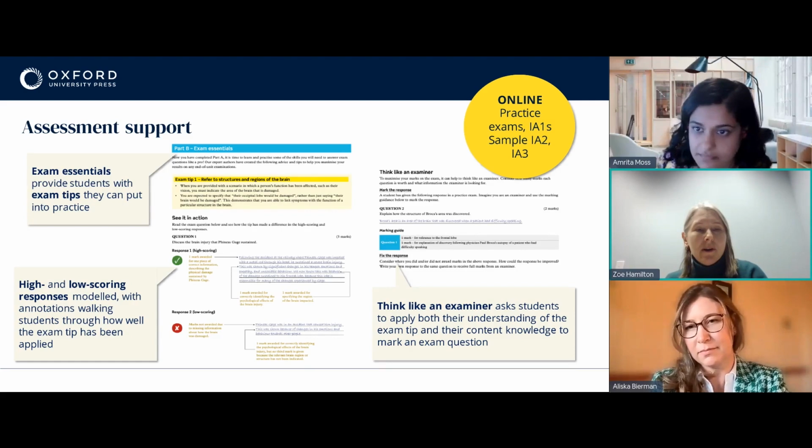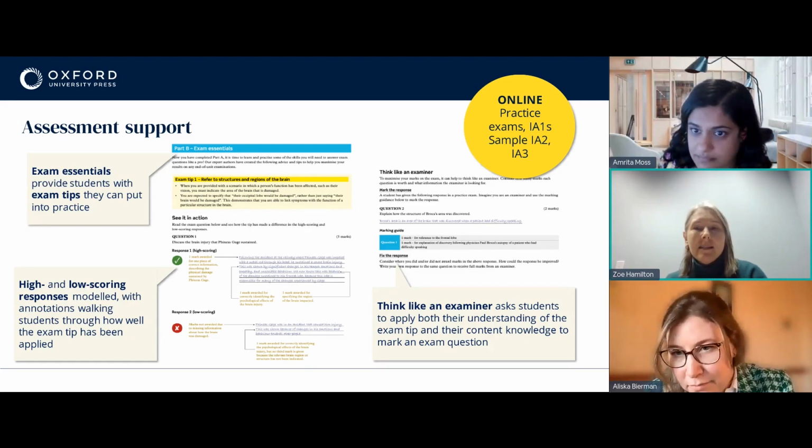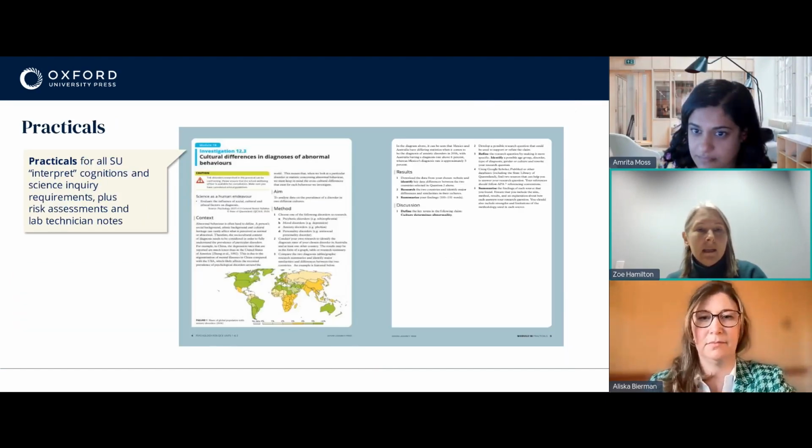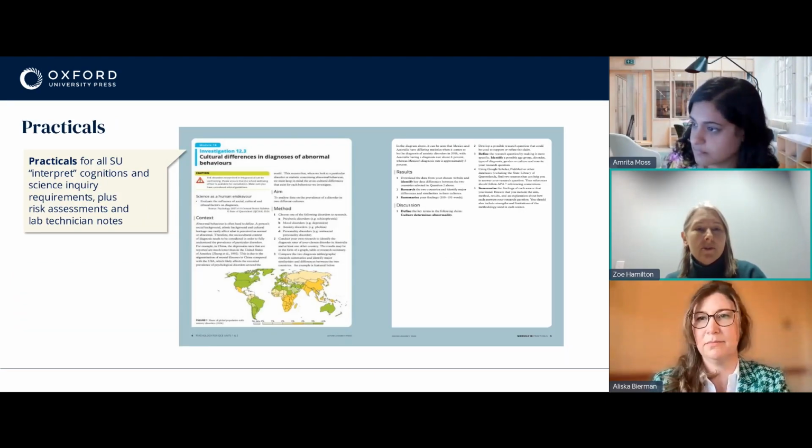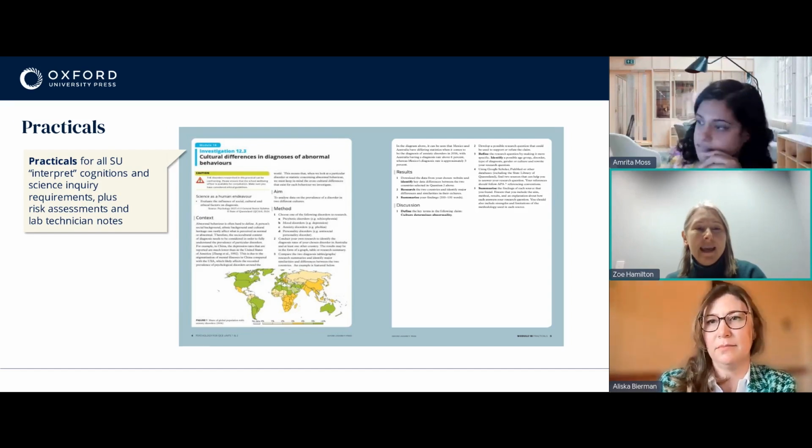So they apply their understanding of the exam tip as well as the marking guide to mark that response. We've also got exams, practice data tests, and this time we've added sample IA2 and IA3. Of course, we've got practicals for all of them, and interpretations are provided there. We've got risk assessments and lab tech notes if those are necessary for the site pracs.